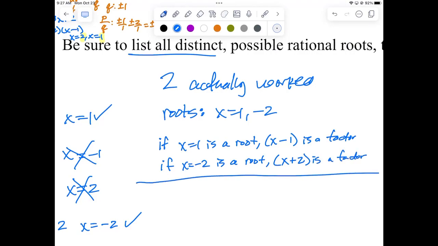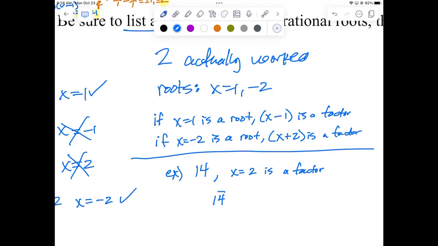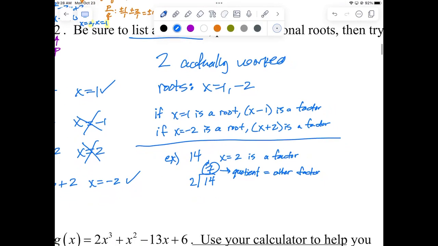Now, let's see what I'm trying to do here. Here's an example. Let's say I have 14, and I know that 2 is a factor. Is there a way to figure out the other factor of 14 if I know 2 is a factor? How? I divide. 14 divided by 2. 2 goes into 14 how many times? 7. This is my quotient, which is the other factor. Yes? The other factor.